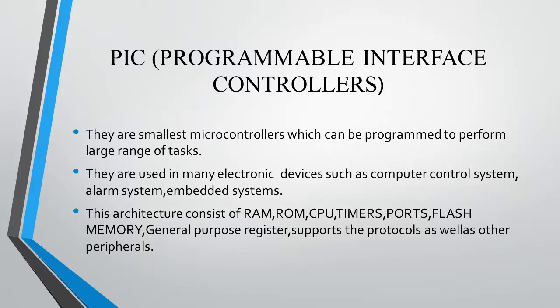Now, as mentioned in the unit 1, we have to study some types of basic controllers also. So there are three types given in this unit 1: PIC, AVR and ARM controller. So first we will go to PIC, that is programmable interface controllers. So these are the smallest microcontroller which can be programmed to perform large range of tasks.